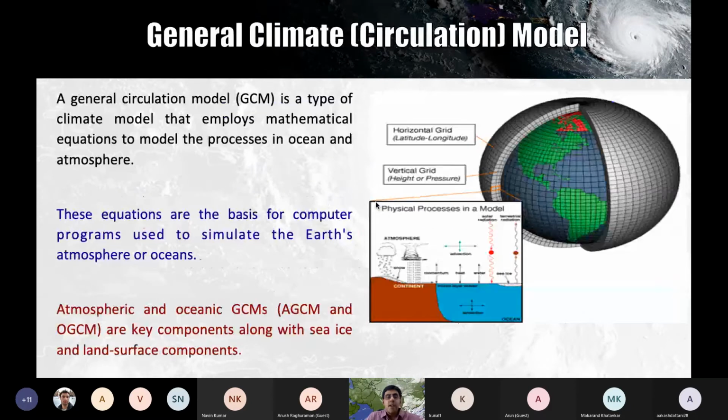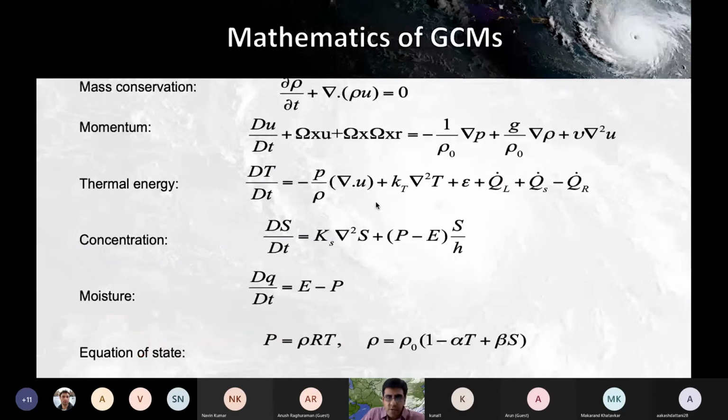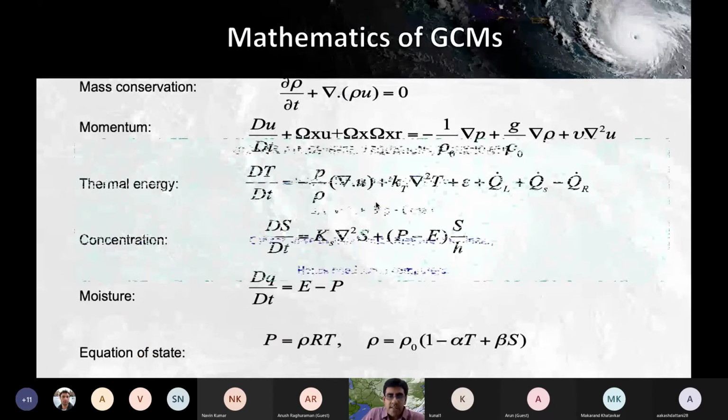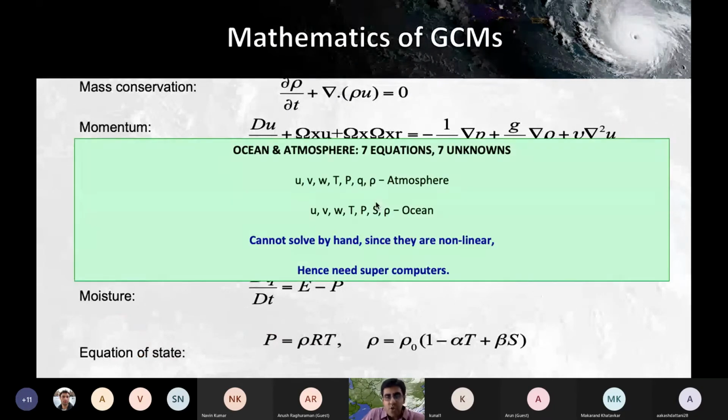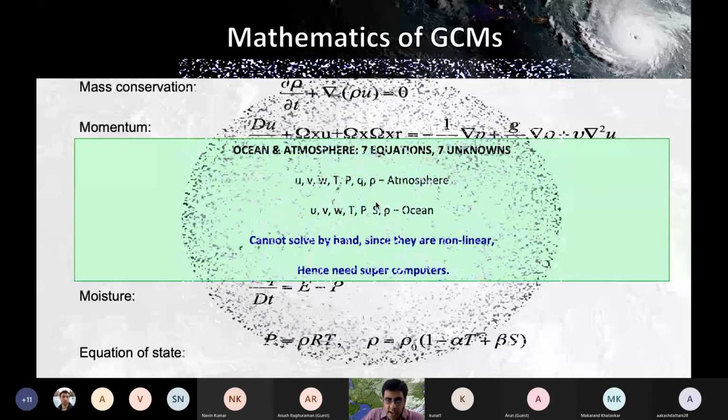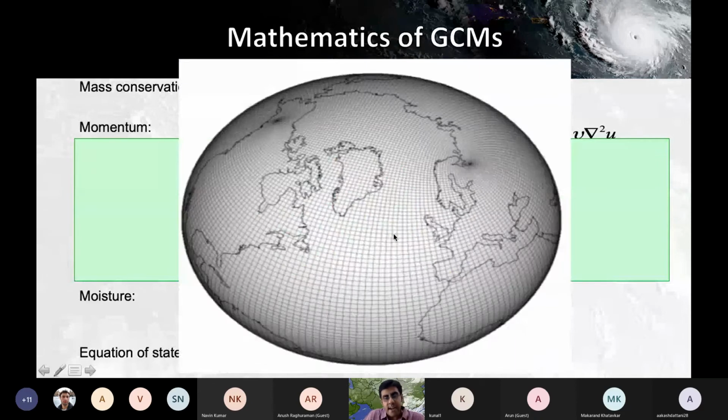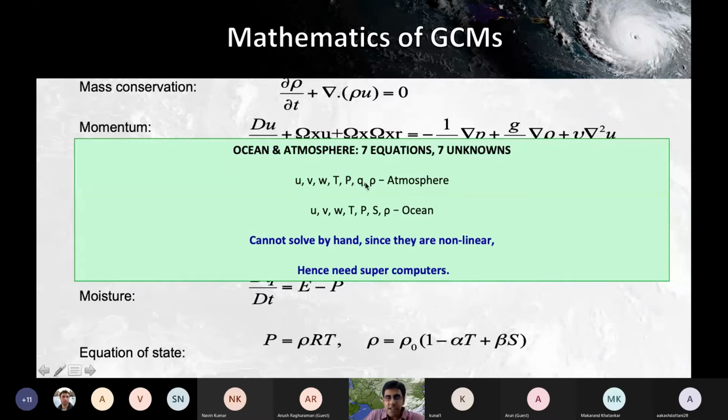Right. Okay, so like I said, the GCM solves these equations. 7 plus 7 plus 1 for land, so 15 different equations it solves. You can't solve it by hand, and you solve it on a grid. So at each grid point, you get data in terms of velocity, temperature, pressure, moisture, and all these things.